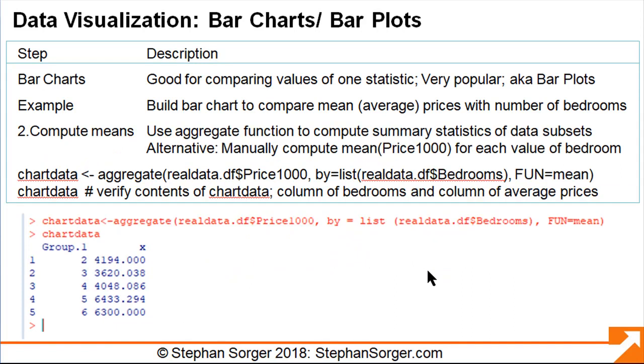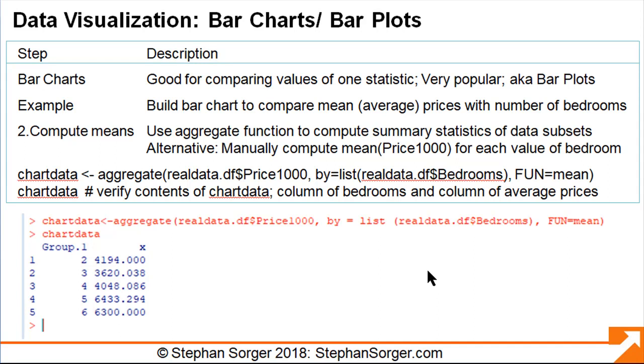Our data set does not include mean or average values, so we need to compute them. We could manually sort the dataset into groups, one for each number of bedrooms, such as houses with 1 bedroom, houses with 2 bedrooms, houses with 3 bedrooms, and then calculate the mean value of price for each, but that's a lot of work. So instead we use R's aggregate function.